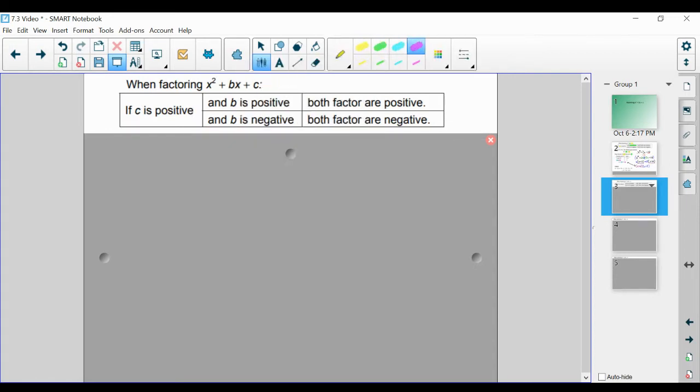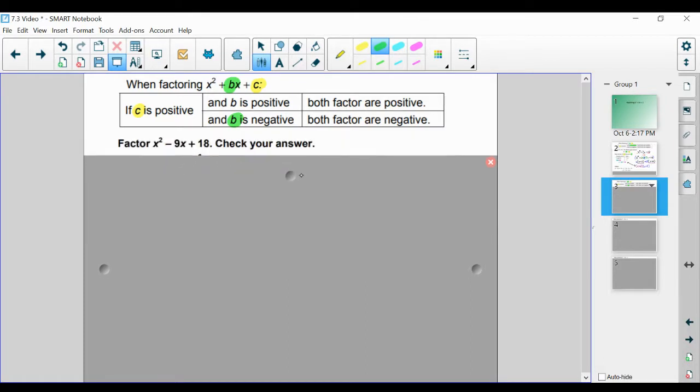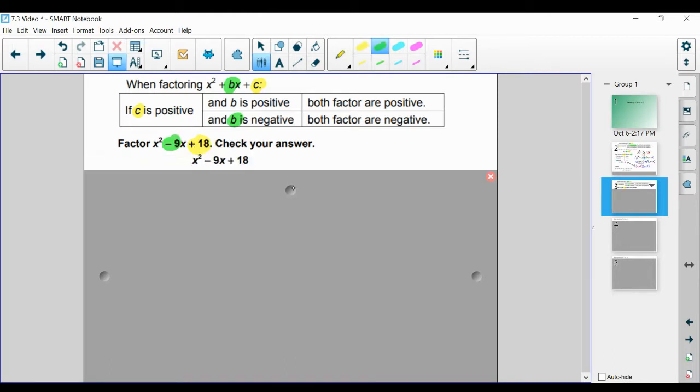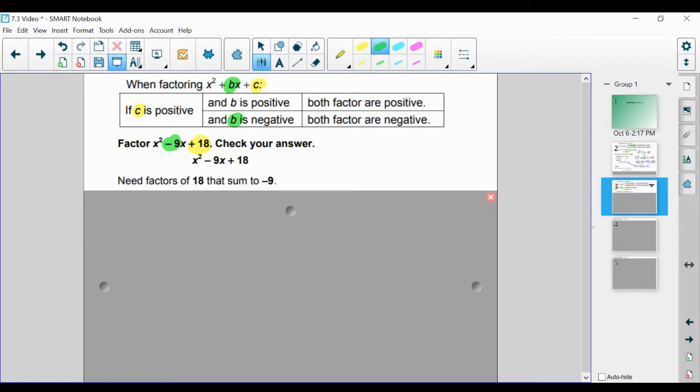If we are talking about when C is positive and B is negative, then both of those factors are going to be negative. So let's say we have x squared minus 9x plus 18. Notice our C value is positive, our B value is negative. So we need to find factors of 18 that add up to negative 9.